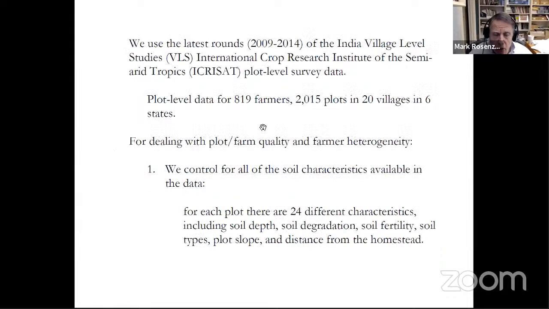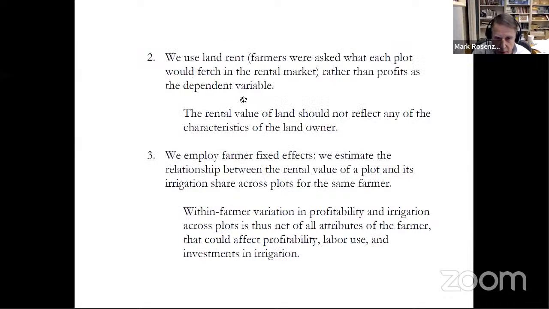Okay, so to do this, we're going to use the latest rounds of the ICRISAT data that I described in an earlier lecture, which is going to provide plot level data for 819 farmers. We have 2,000 plots. And it's going to enable us also to control for soil characteristics. There's a lot of detail on soil characteristics, but it's going to enable us to do something really important, which is, well, two things.